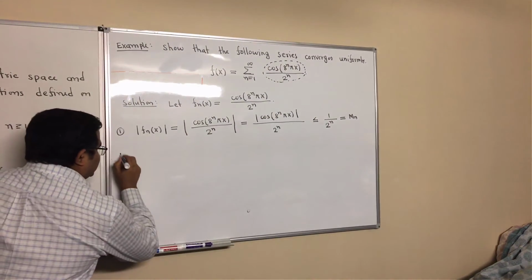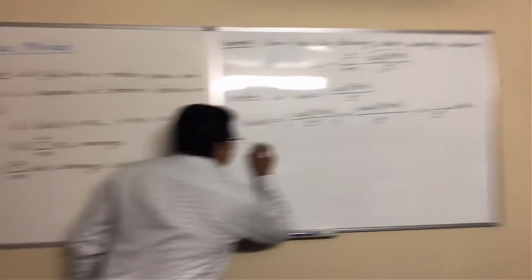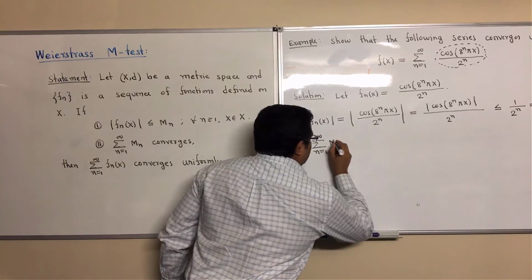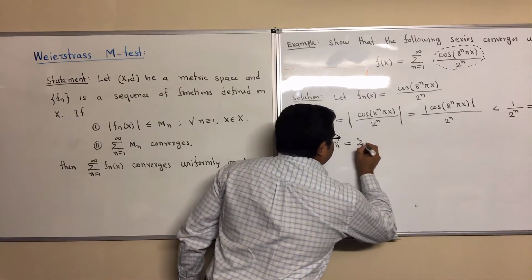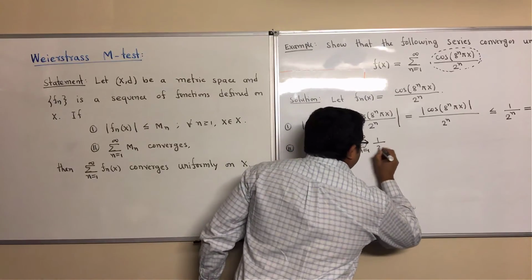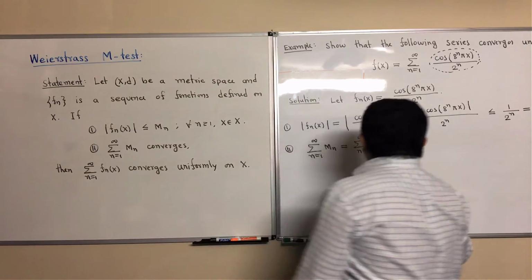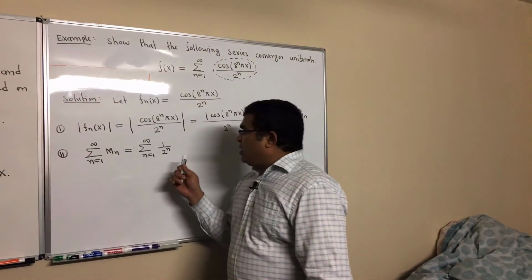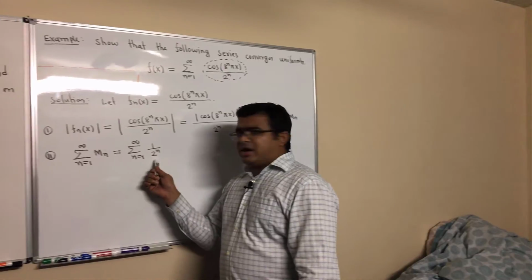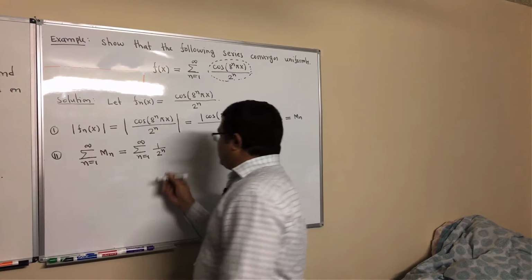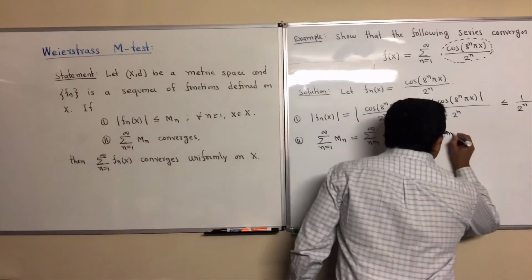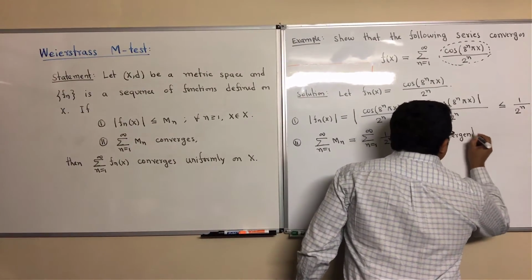Now, second condition: the summation of n equals 1 to infinity of M_n equals the summation of 1 over 2^n. But this one is a convergent geometric series because here the ratio r is 1/2. So this is a convergent geometric series.